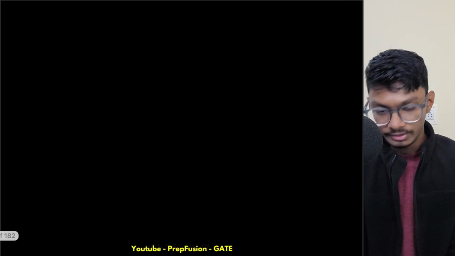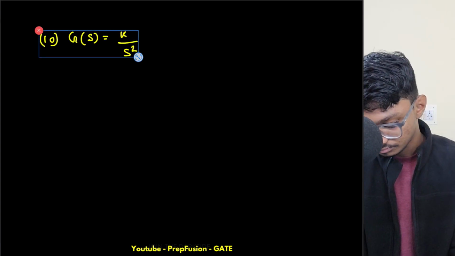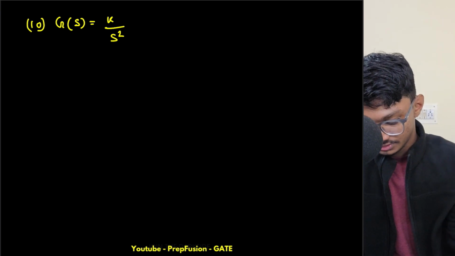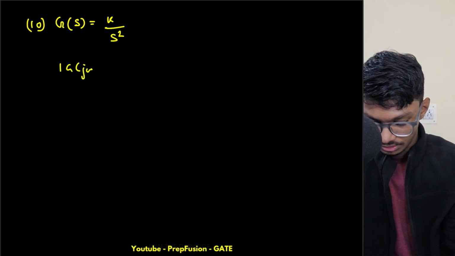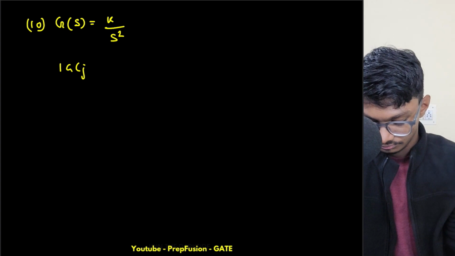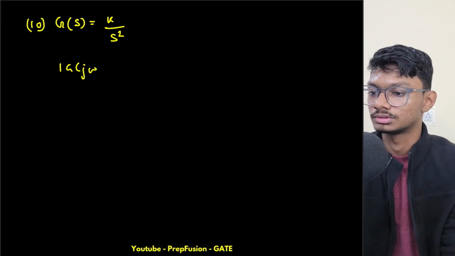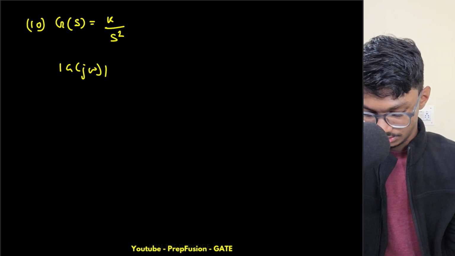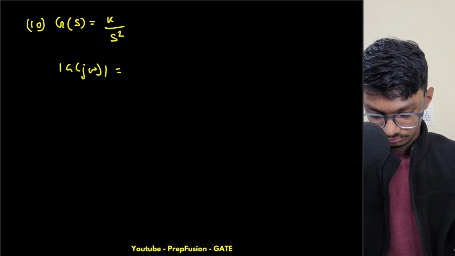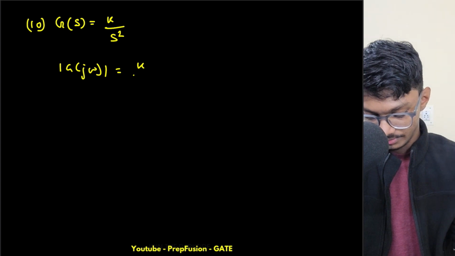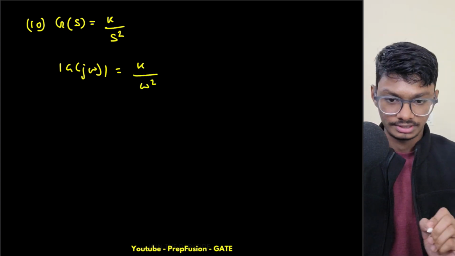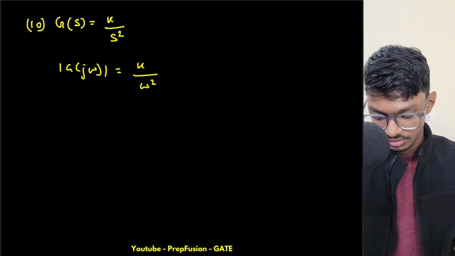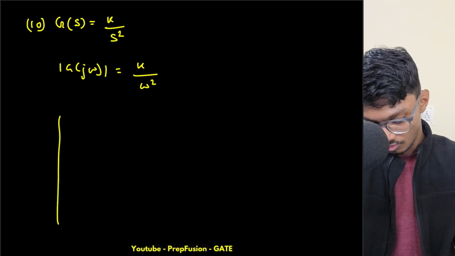Okay, so I will just draw a table here. Let's first convert this into frequency response format. And this is k by omega square, simple k by omega square. Now the DC gain of this is infinity. So we'll draw one table here.